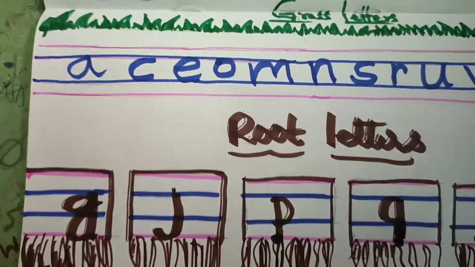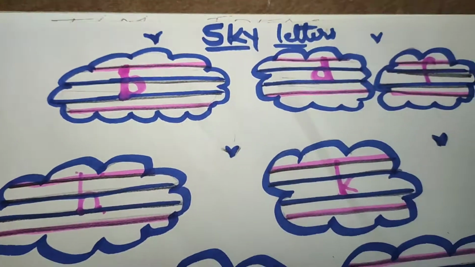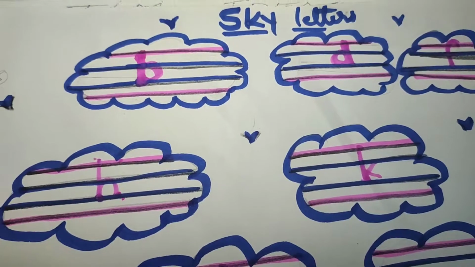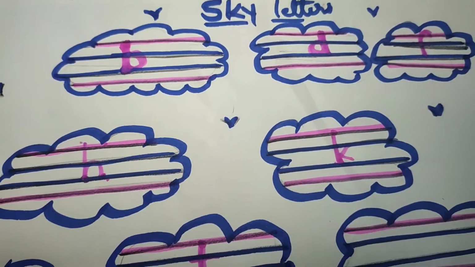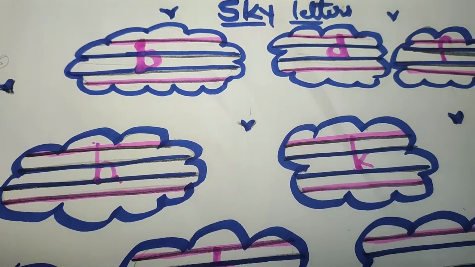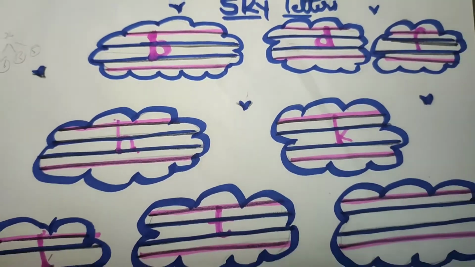So we have to practice with the children like this, so that they understand how to write the letters between the lines, above the lines and below the lines, and they will become well acquainted with the shape of a letter by practicing these letters.